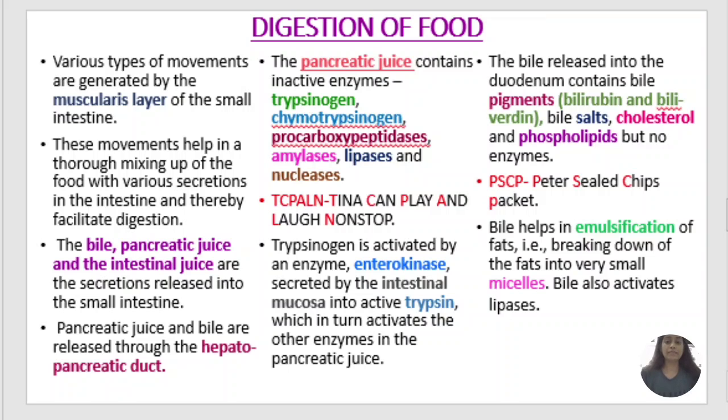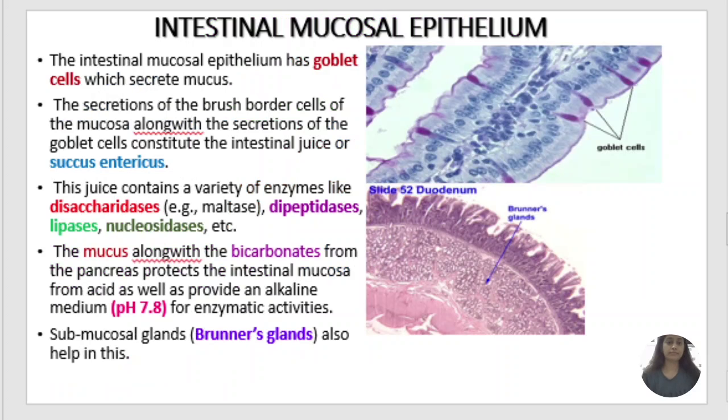The bile helps in emulsification of fats, that is breaking down of the fats into very small micelles. Bile also activates lipases. What is intestinal mucosal epithelium? The intestinal mucosal epithelium has goblet cells, and I have told you before, the goblet cells help in the lubrication. They are the cells which secrete the mucus.